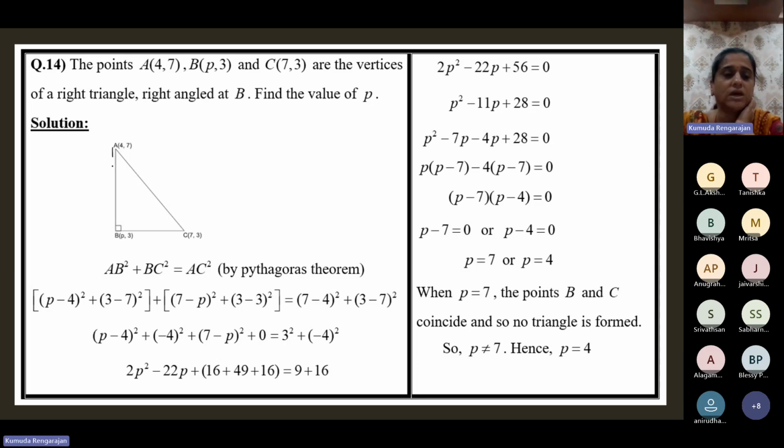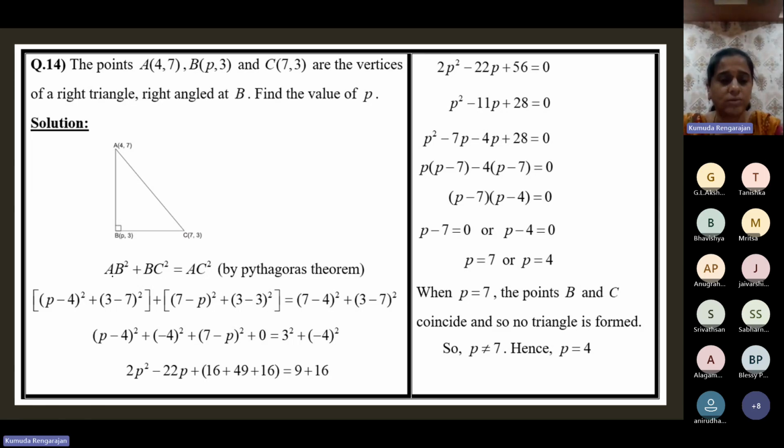So which means AB squared plus BC squared is equal to AC squared. Pythagoras theorem. AB is the distance between the points A and B, or the length of the line segment AB. So use the distance formula, and we don't put the square root symbol because it is AB squared. So this is eliminated.